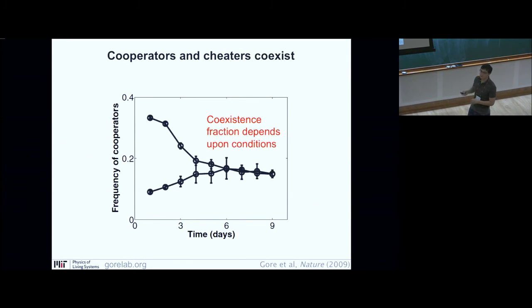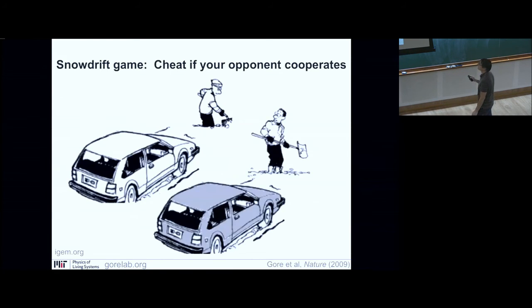That equilibrium fraction depends upon the environment. It depends on the sugar concentrations and other things. So there's nothing magical about 16% here. It's really just that depending on the environment, you get a different fraction at coexistence, but you do get coexistence between the types. All right, I'm going to skip that.